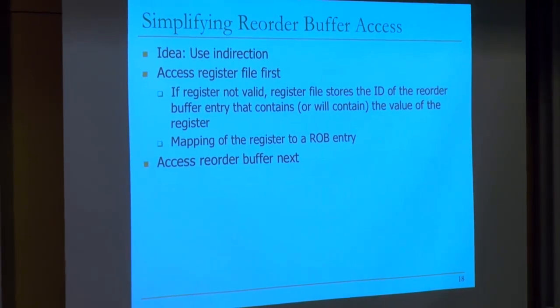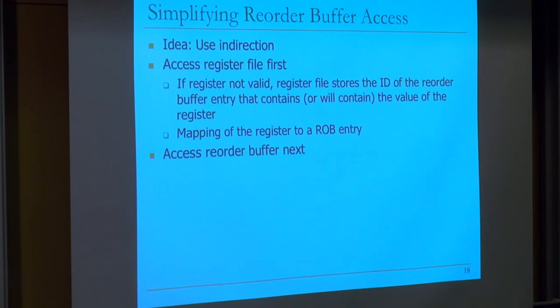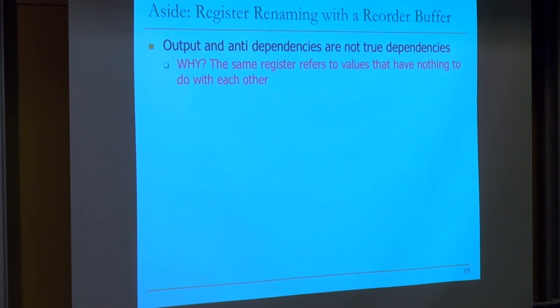Okay, I've described that basically. You access the register file first. If the register file entry is not valid, it provides you the entry of the reorder buffer that contains, or that will potentially contain, the value that's going to be produced. And then you access the reorder buffer next. And that value may or may not be in the reorder buffer. If it's in the reorder buffer, then you can get it and execute. If it's not in the reorder buffer, you stall. We're still in order. We're still waiting for the result. OK, you've seen this already. I think you can think about whether it can be simplified further, but I'm not going to cover that right now.